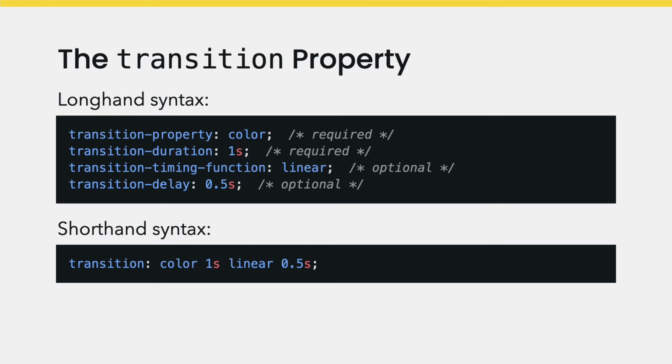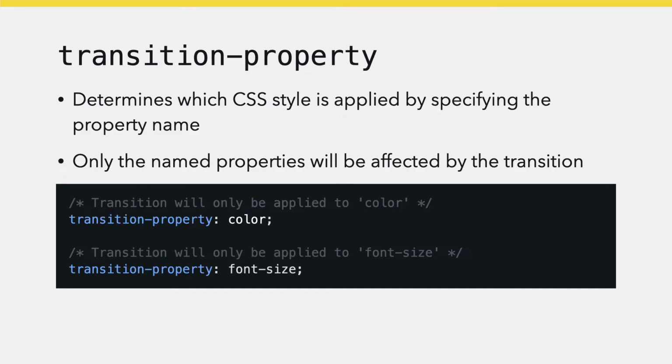Transition is actually shorthand for 4 subproperties. The transition-property and transition-duration must be defined for this style to work. Transition-timing-function and transition-delay are optional. The transition-property determines which CSS property will be applied by specifying the property name, such as color or font-size. Only the properties named here are animated during the transition. Any change to any other properties will occur instantaneously, which is the default behavior.